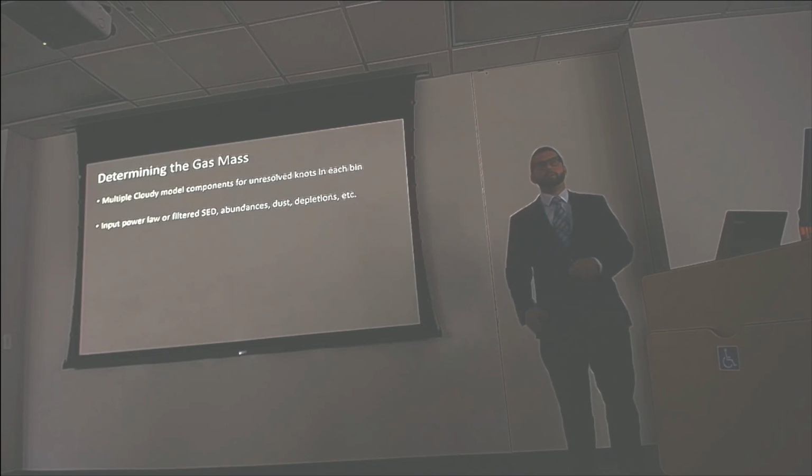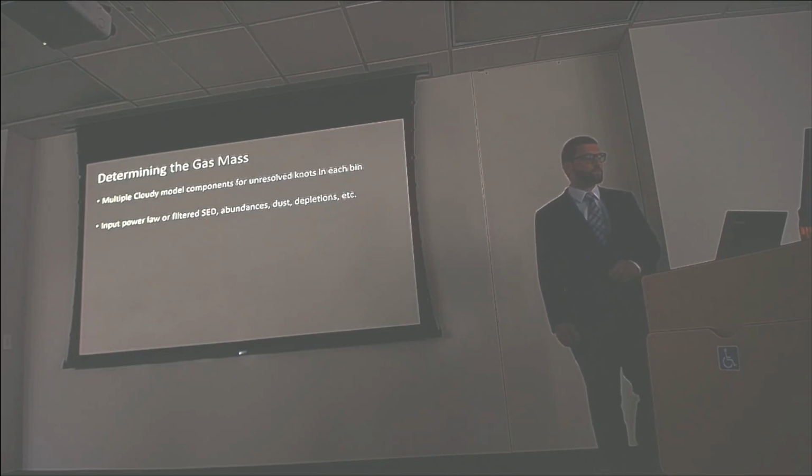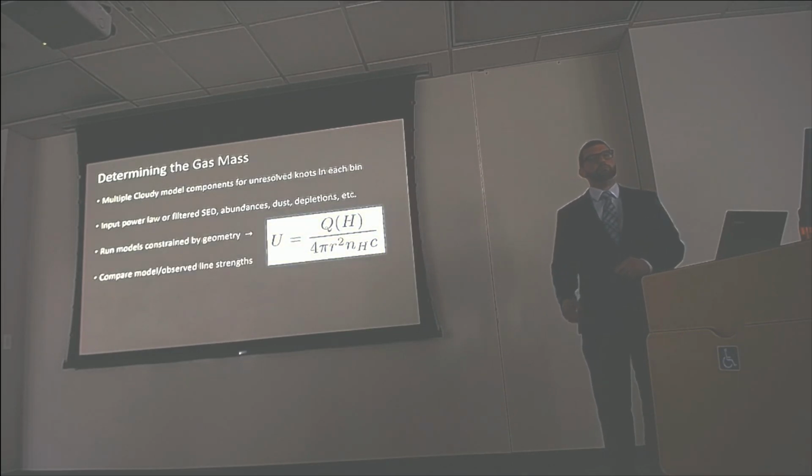In addition, we have the abundances, so how much of each element are actually in the gas, and then anything else that's in the gas that may affect the heating and cooling. So in this case, that's usually dust and the corresponding depletions. Things get locked up into dust grains, and then they can't contribute to the heating and the cooling of the gas. Once we think we have all these parameters nailed down, we go ahead and we run models that are constrained by the geometry of the system.